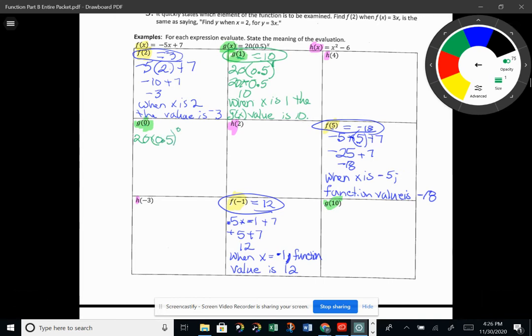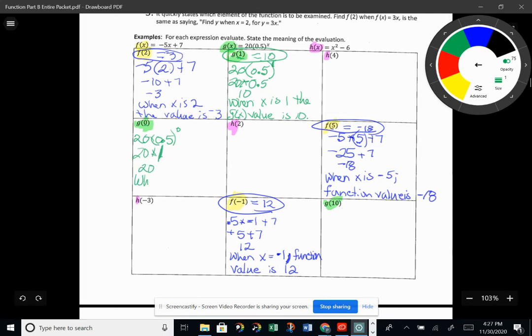Now this you might remember from middle school, you might not have, but you did this at the beginning of 8th grade, according to Mrs. Abarno. Anything to the 0 power is 1. So 0.5 to the 0 power is 1 times 20. So that initial value, this is kind of like your y-intercept, that initial value is 20 times 1 is 20.